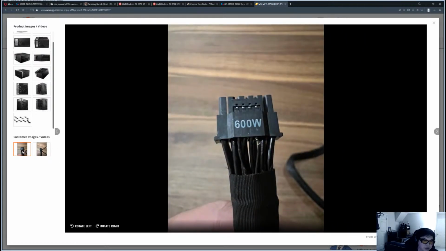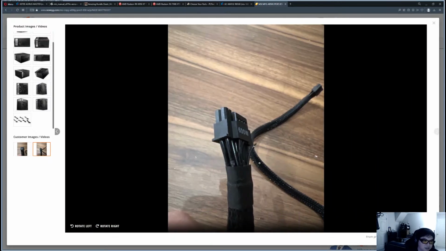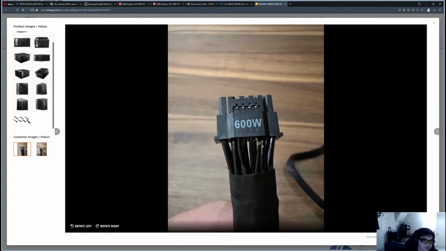So here's some customer images. Oh, I don't know what happened there. That doesn't look good. I don't know what happened. Did they mess that up, or was it faulty from the factory? That doesn't look good though.